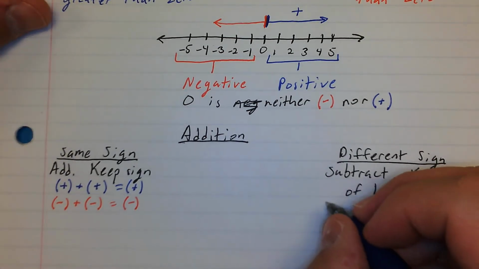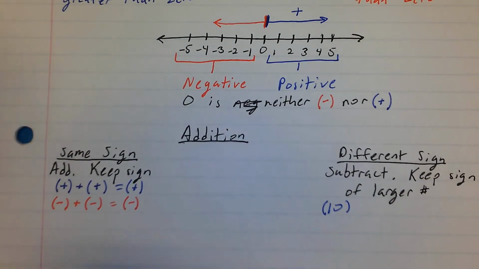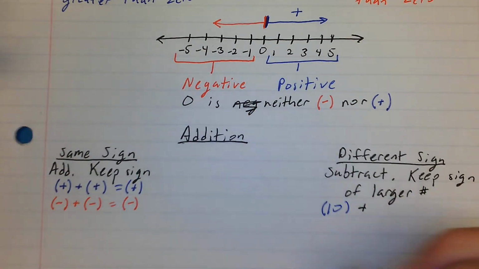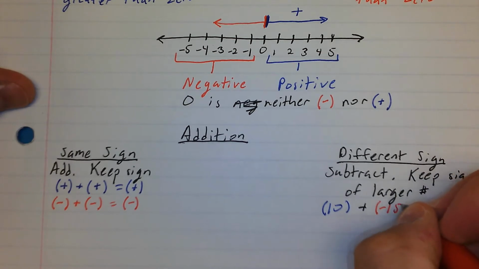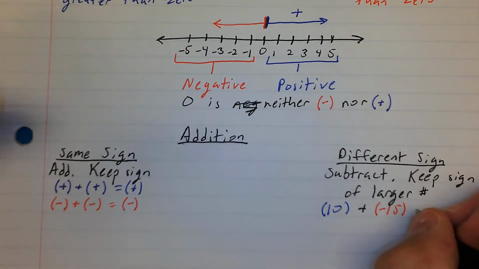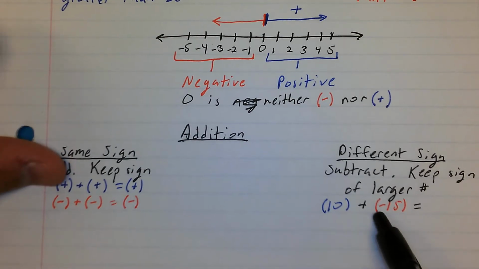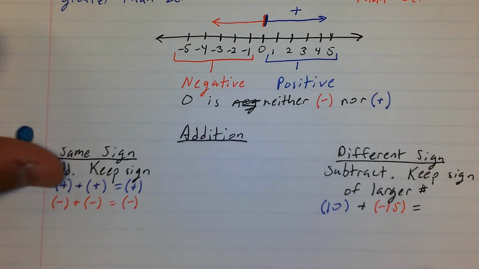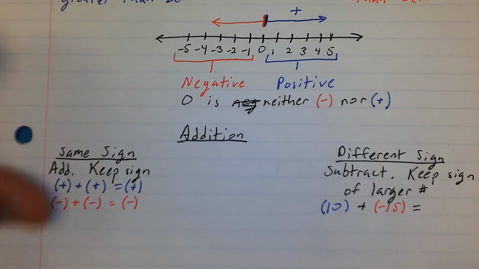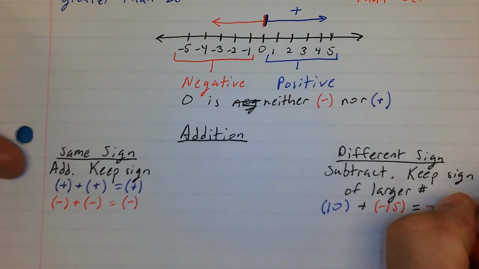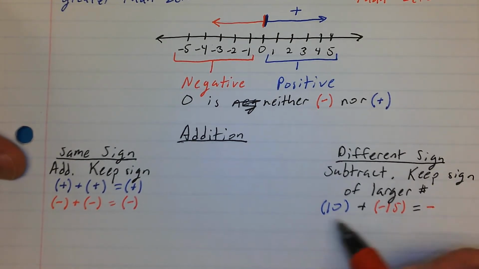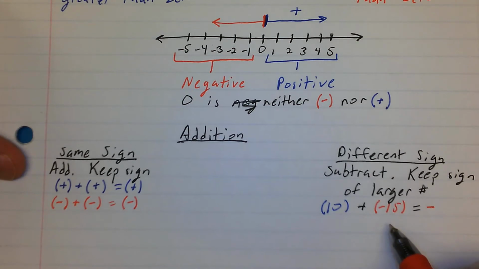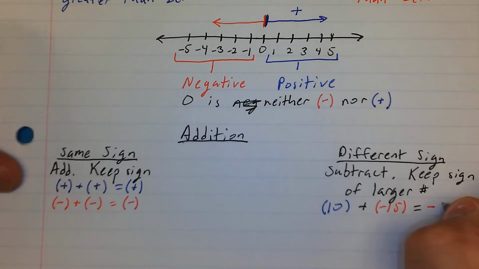So for example, if I have 10 plus negative 15, then all I'm going to do is ignore the sign in front. So ignore the positive or the negative. Just look at the numbers themselves. So we have 10 and 15. Well, 15 is larger than 10. So therefore my answer is going to be negative, because 15 is larger than 10 and then the 15 is negative. Then we subtract. So 15 minus 10 would be 5. So my answer is going to be negative 5.